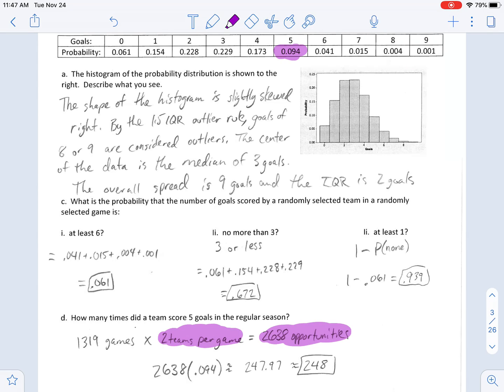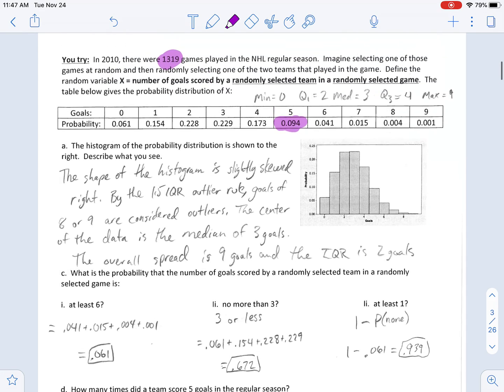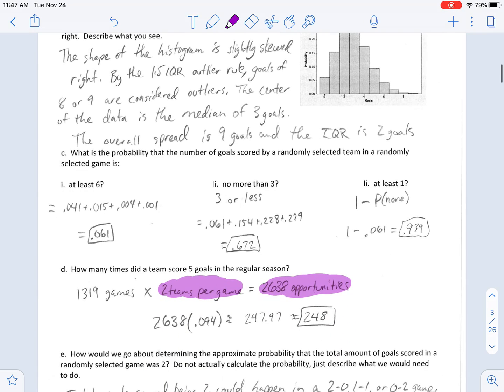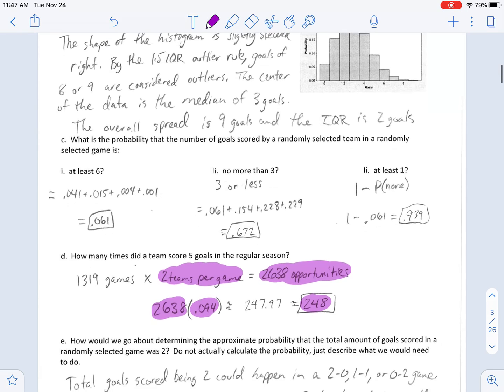In hockey, it is allowed for ties. They do some sort of overtime thing, but still the game would be considered 5-5, at least in some regard, or at least in terms of regulation, maybe, okay? So now you're saying, okay, 9.4% of the time, this gives you about 248, okay? So about 248 times. And again, those probabilities were slightly rounded, right? So it's not 247.97 in this case. That doesn't make sense. It's probably because the .094 was really probably .0941 or something like that, okay?